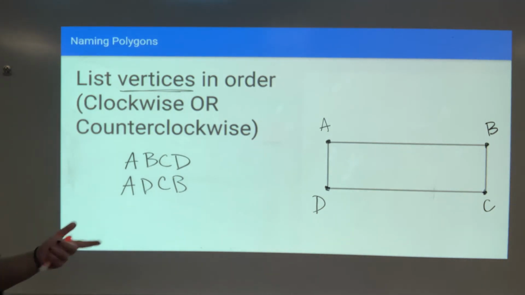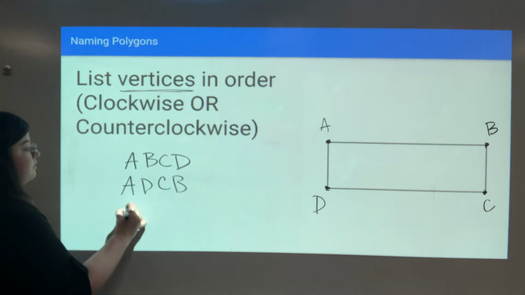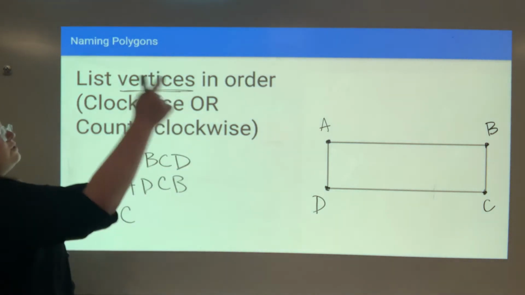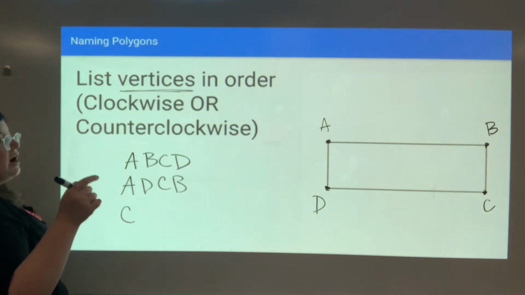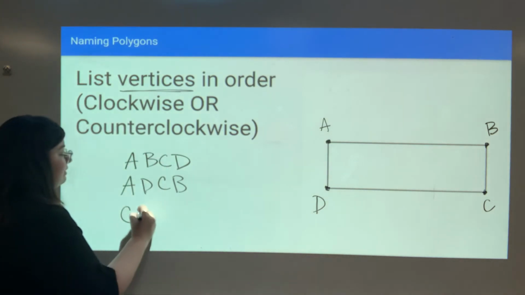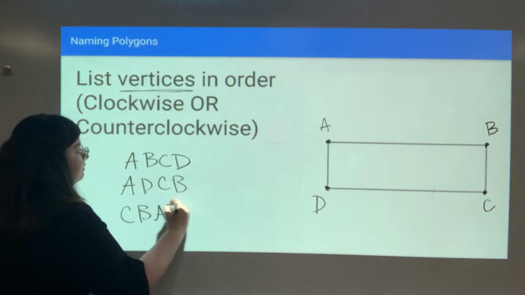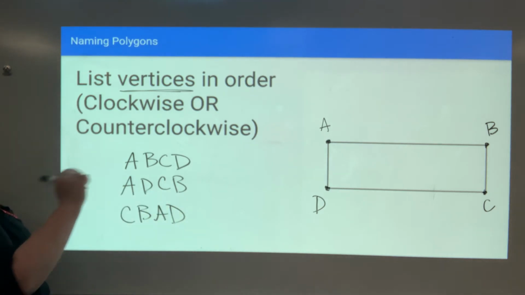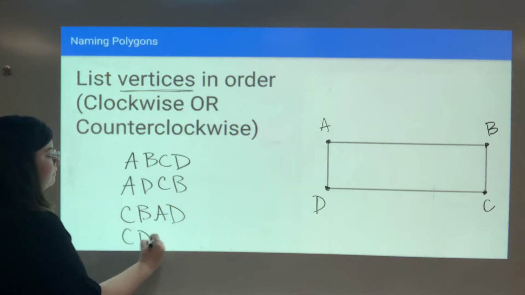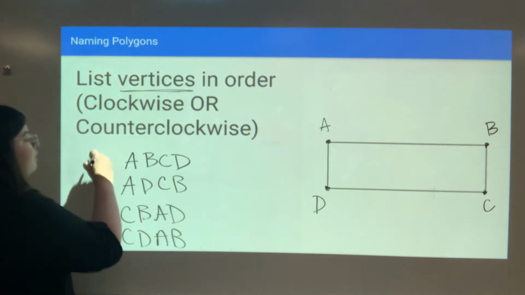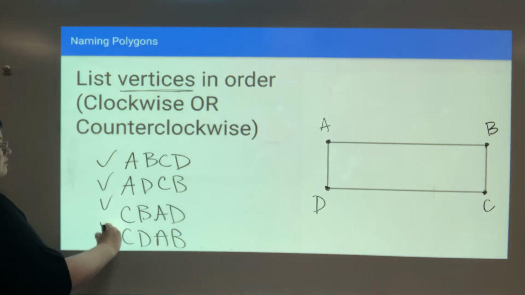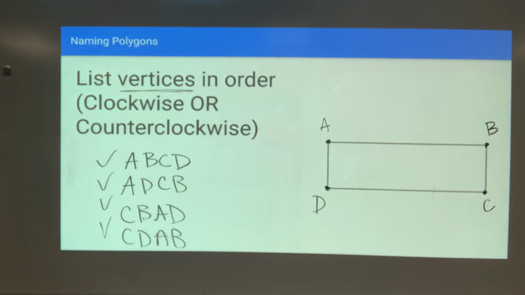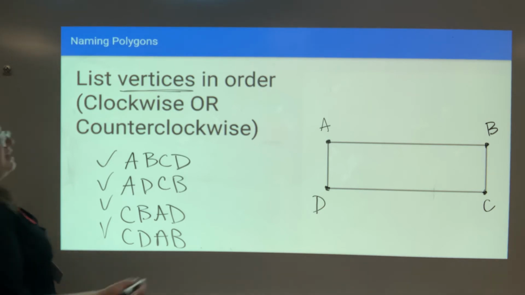Again, I picked one and then I stuck with that direction and I kept going, all right? If I picked a different one, let's pick C. So I could say C, let's go this way, that would be counterclockwise. I could say C, B, A, D. Or I could say C, D, A, B. All of these are good to go. These are all fantastic ways to name a polygon.